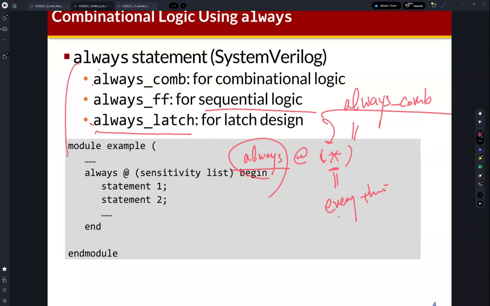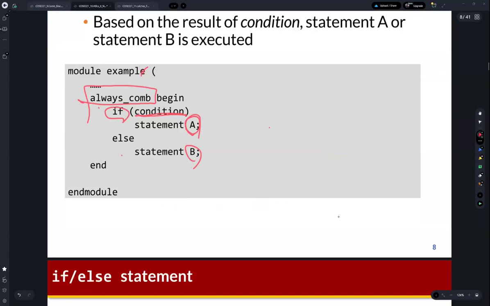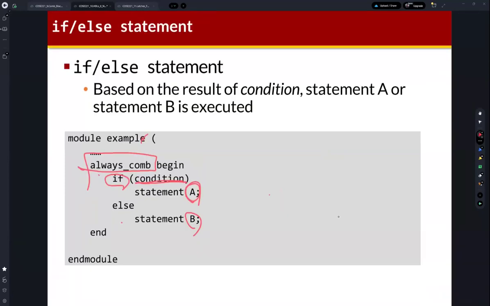For combinational logic, you can use always underbar comb, okay? And for the normal sequential logic, you can use always underbar ff. And for latch, in order to generate a latch, we can use always underbar latch, okay? So we will learn about the latch this class. Okay, so we learned about some other statements like if else.